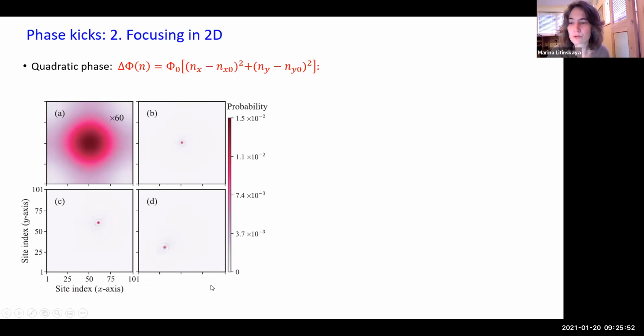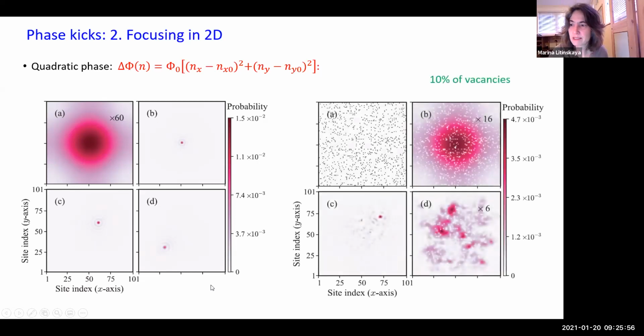Now, real structures are disordered. We checked that the scheme can survive at least 10% of vacancies. So this is a lattice with 10% of lattice sites empty. This is the initial excitonic wave packet, and that's how it is localized by such a quadratic phase kick, phase transformation.